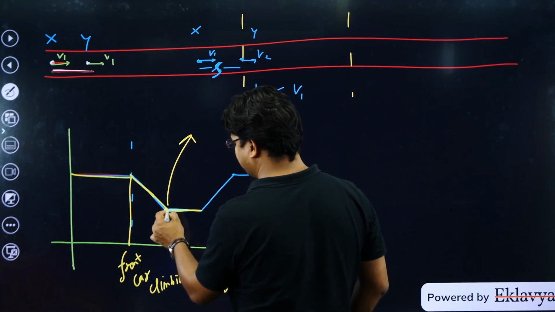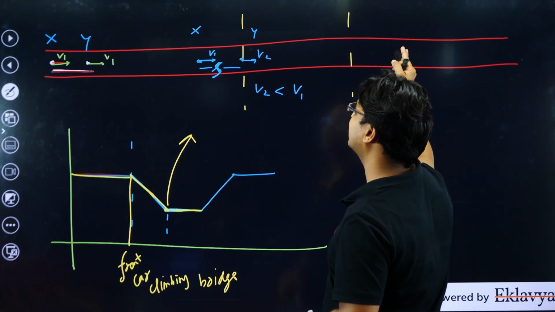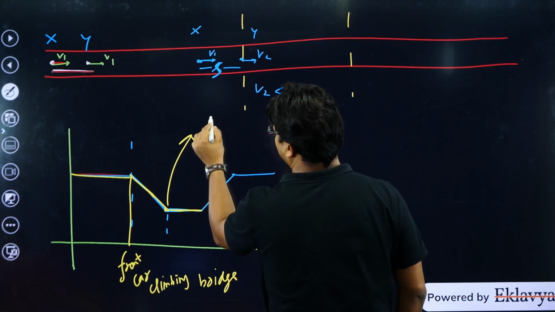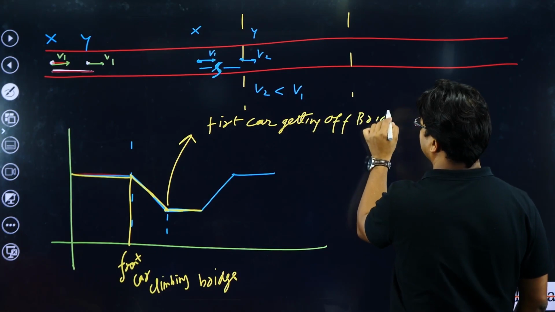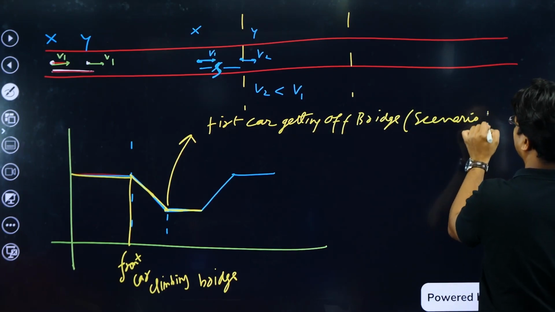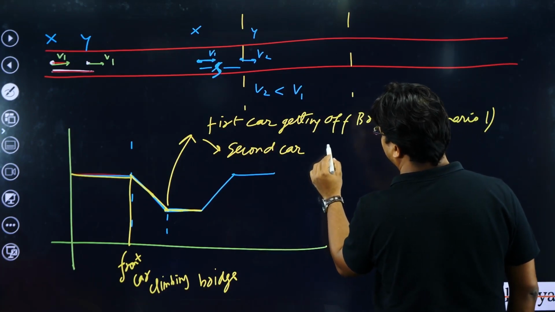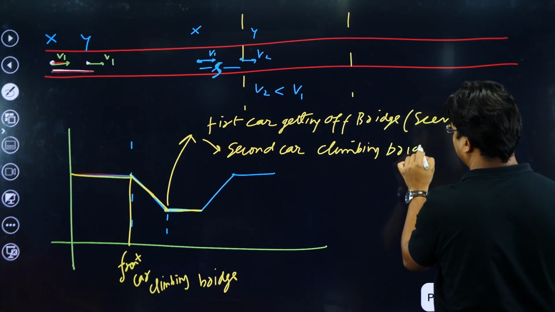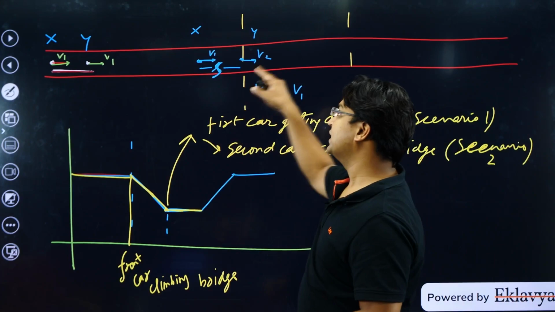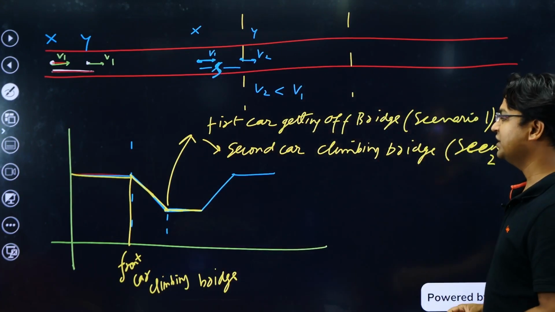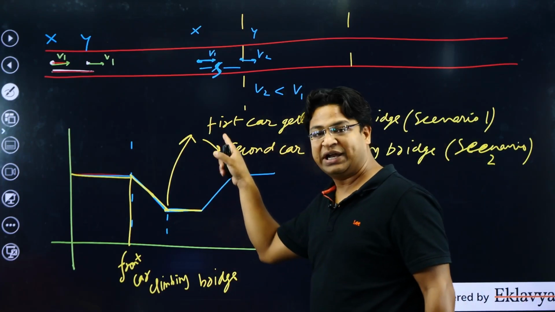No, the second kink can represent either, in the first case, because the y car got off, therefore the distance starts increasing. So it represents the first car getting off the bridge. This was scenario 1 that we talked about. Or it can also represent the second car, which is car x, climbing the bridge, in scenario 2. So in the two scenarios it is different. What was scenario 1? y gets off the bridge while x is yet to climb the bridge. And what was the second scenario? y was still on the bridge when x climbs the bridge. So the second corner can denote either of the two events.